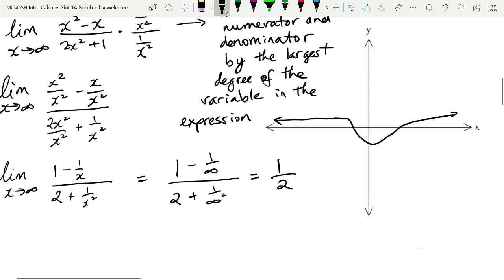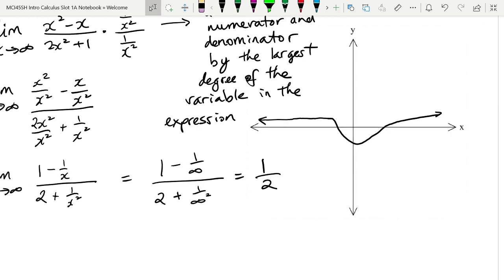And that, by the way, is what's happening up here. This thing is heading towards the y value of 1/2. That value there is my limit. The limit exists.